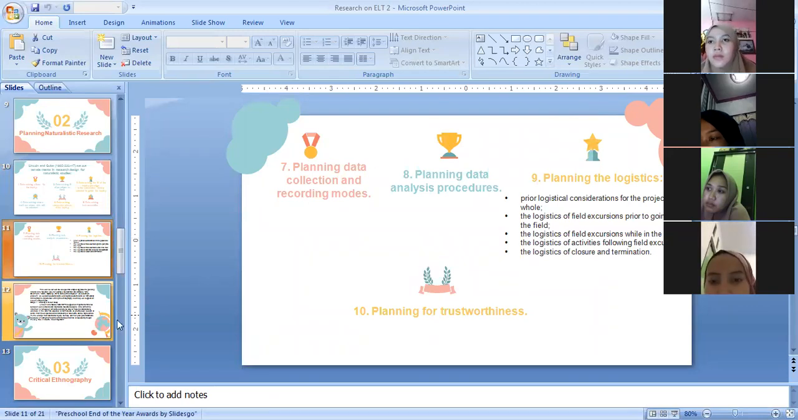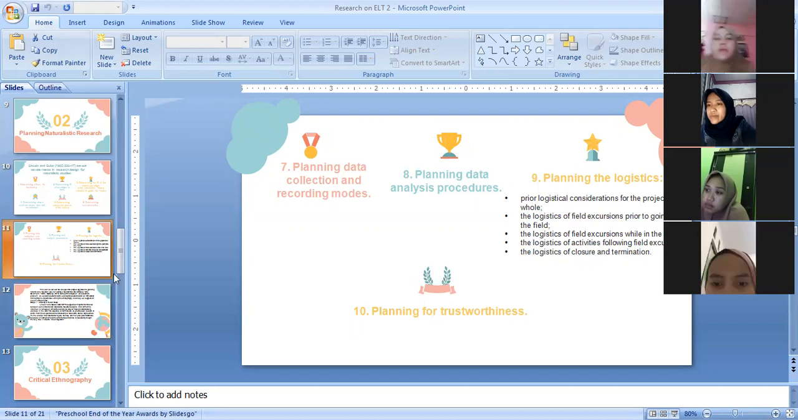The logistics of field exertion prior to going into the field. Logistics of field execution while in the field. The logistics of activities following field execution. The logistics of closure, the termination. Ten, planning for trustworthiness.